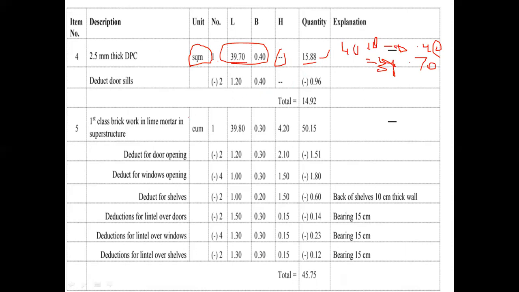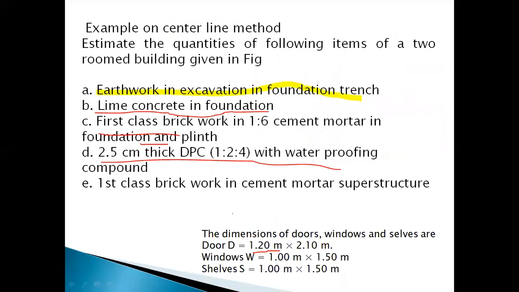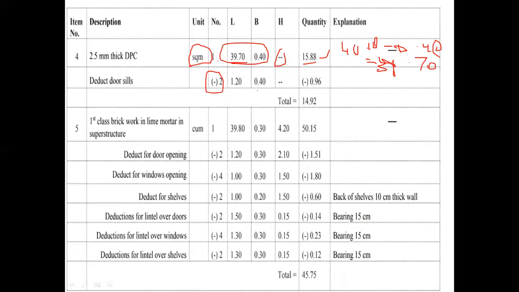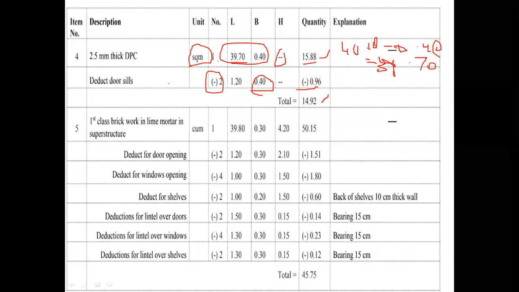So here, in the damp proof course, deduct the door seals. There are 2 doors, so minus 2, door length is 1.2 meters and breadth is 0.40. Multiply, less 2 into 1.2 into 0.4, that equals 0.96. Less value 15.88 minus 0.96 equals 14.92. It is the 2.5 thickness damp proof course, deducting door seals.